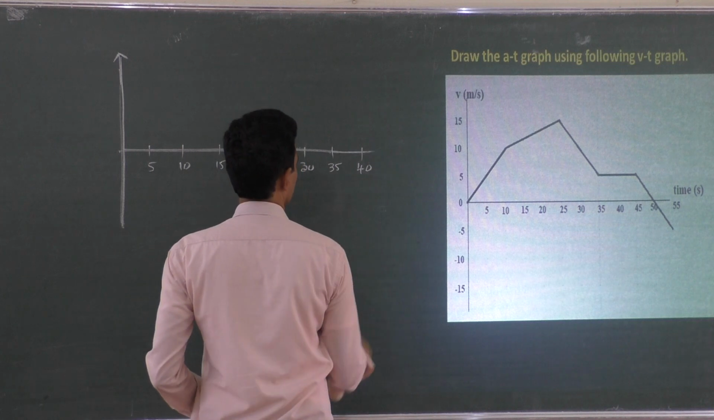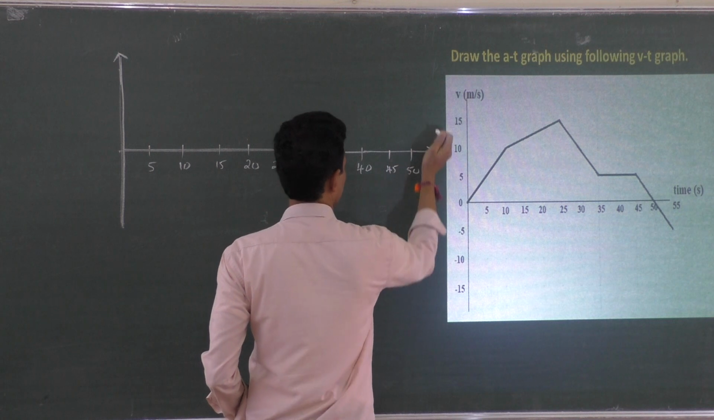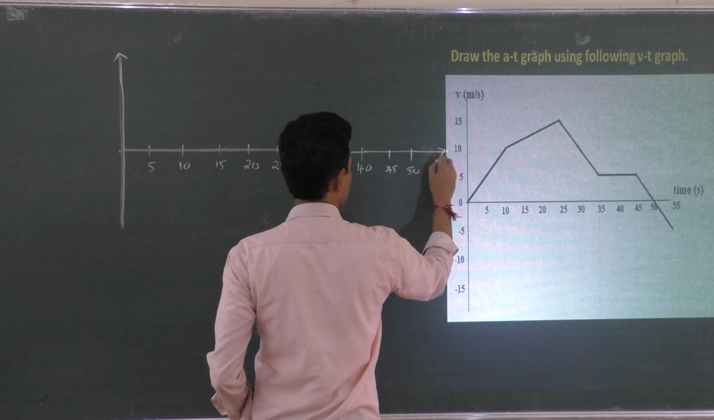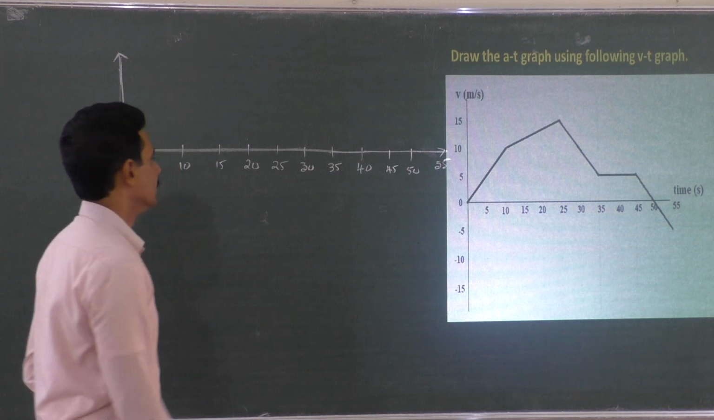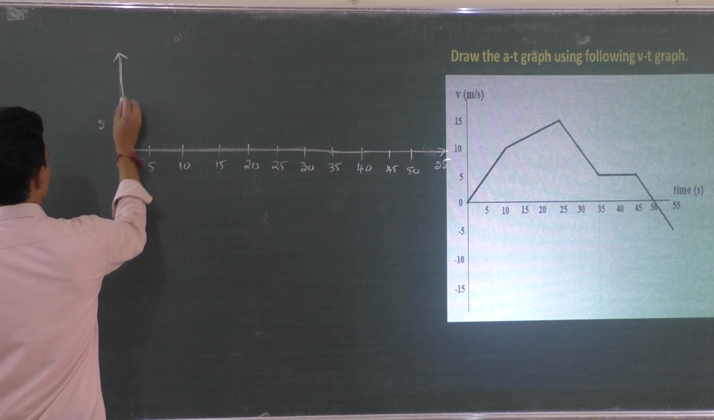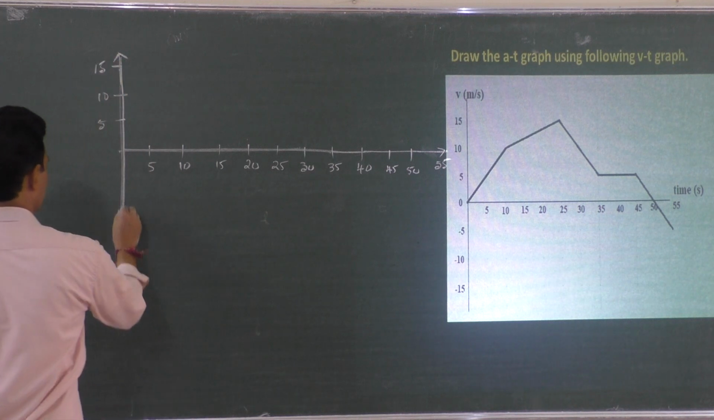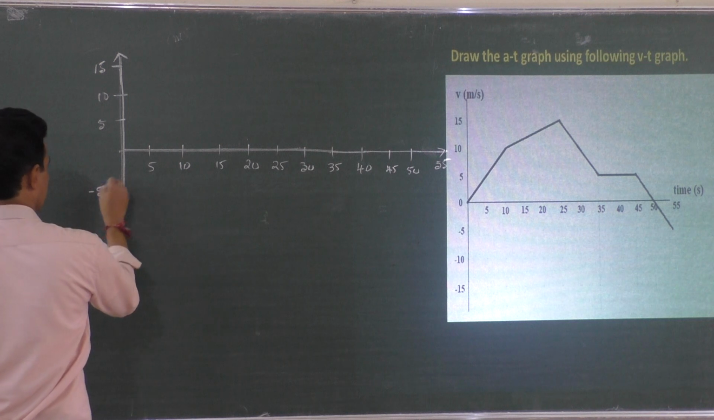I have taken too much. 45, 50, 55. Yes, it comes up to here. Let it be 55. Then this is 5, this is 10, this is 15. No negative going. That is minus 5, up to minus 5.